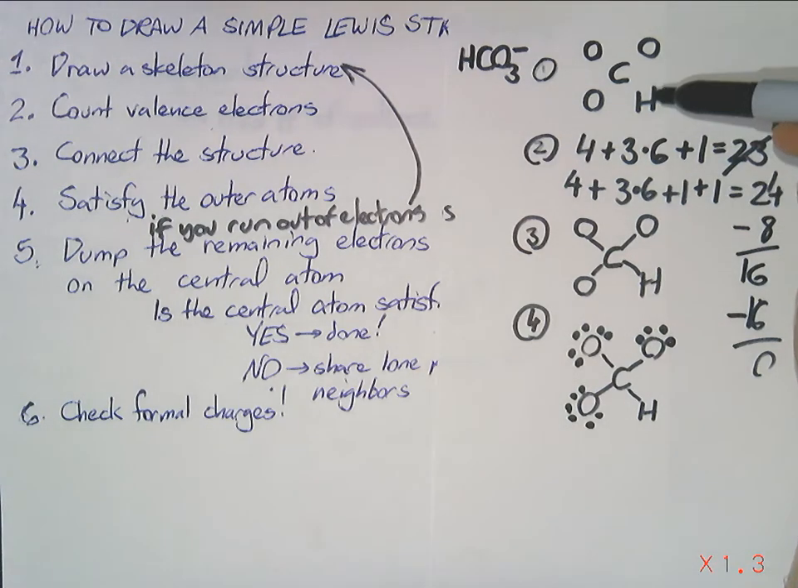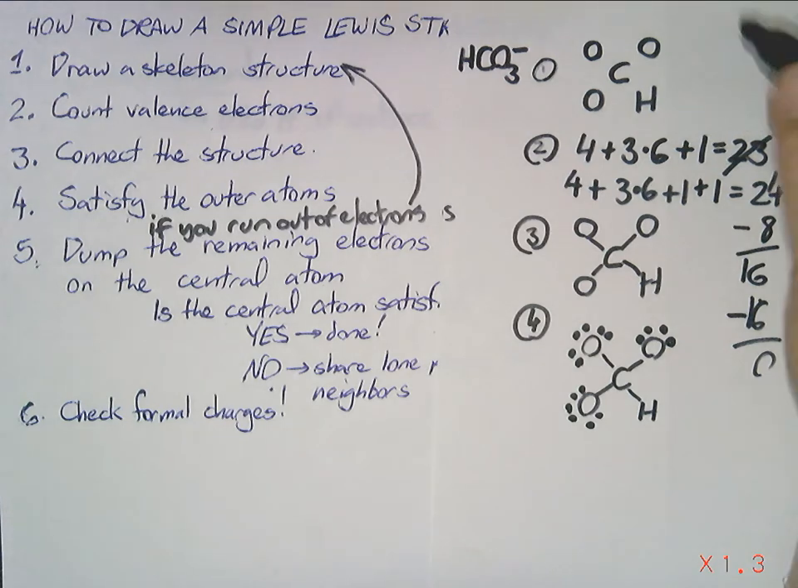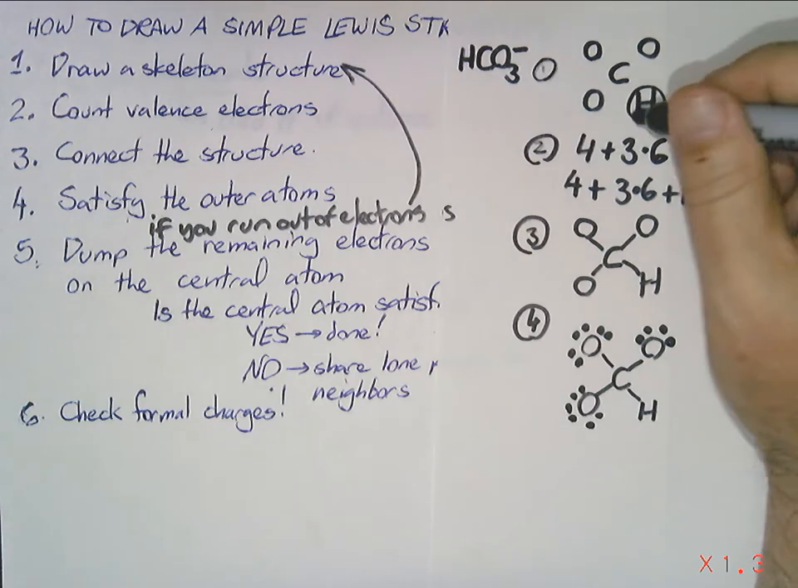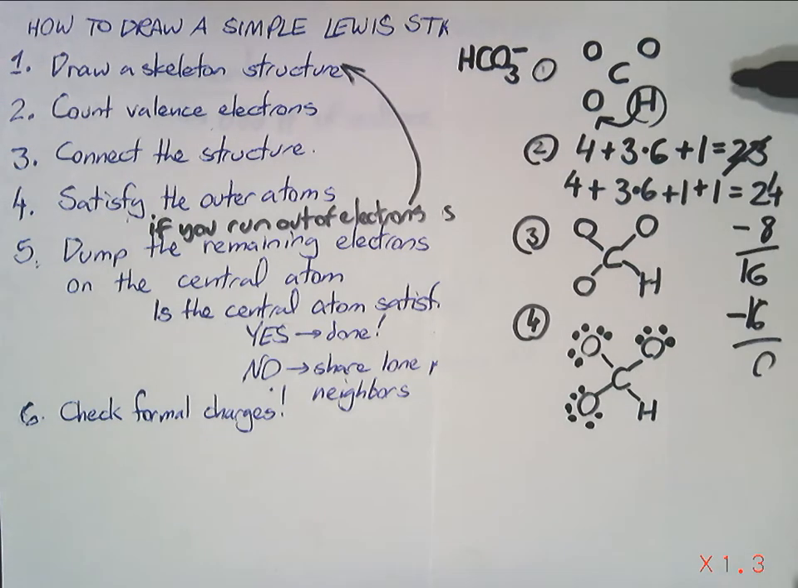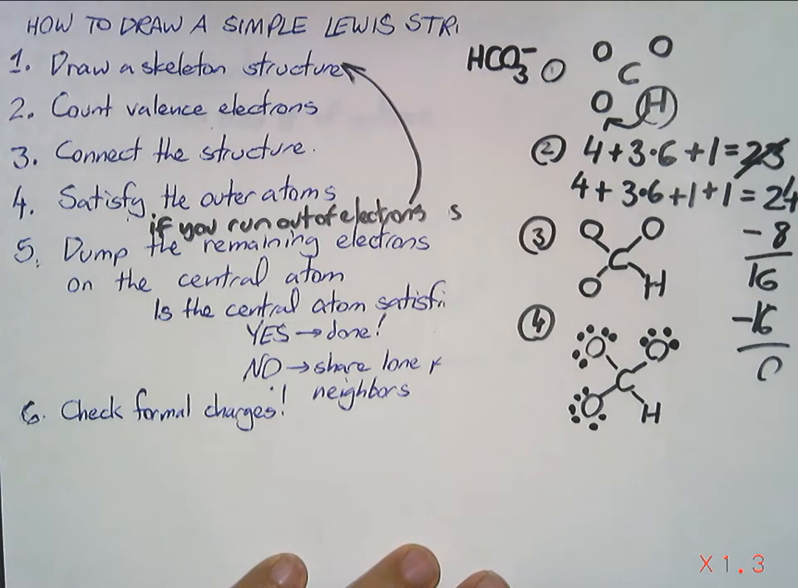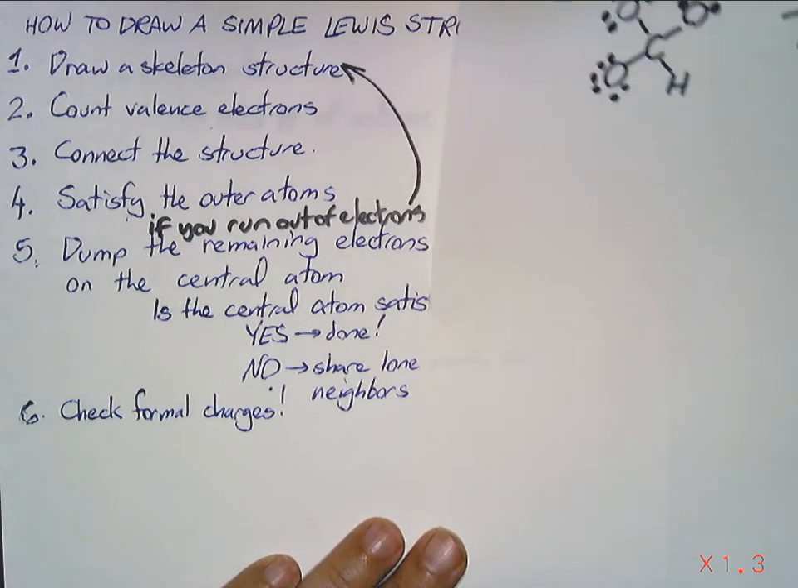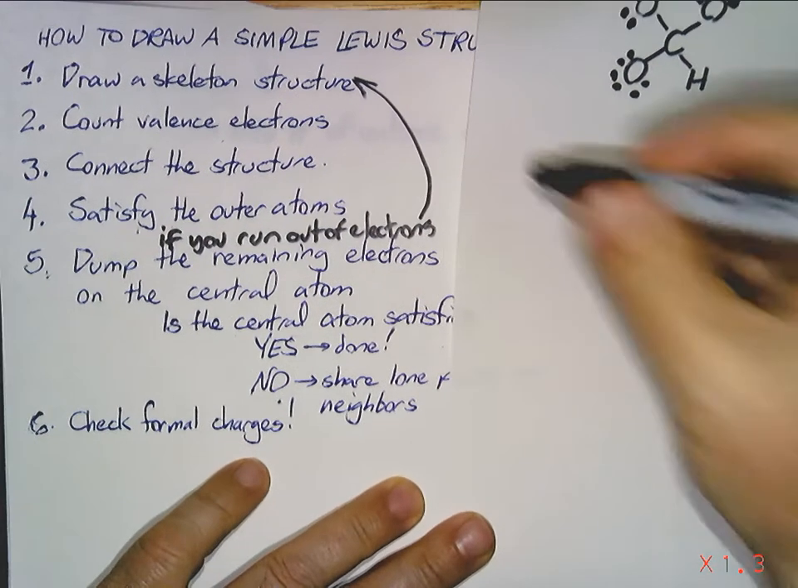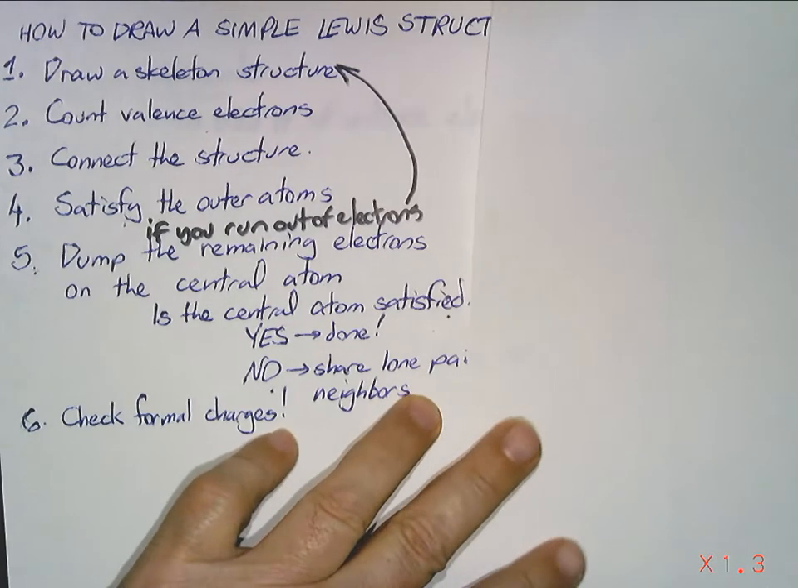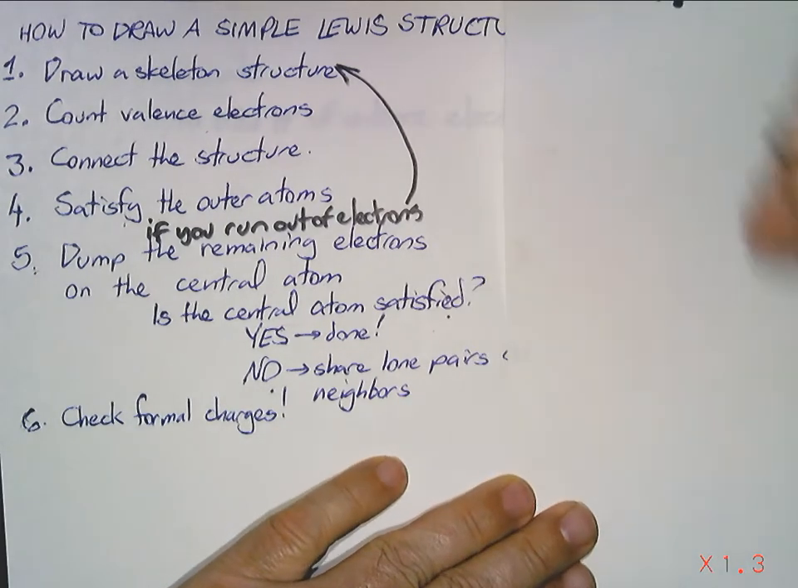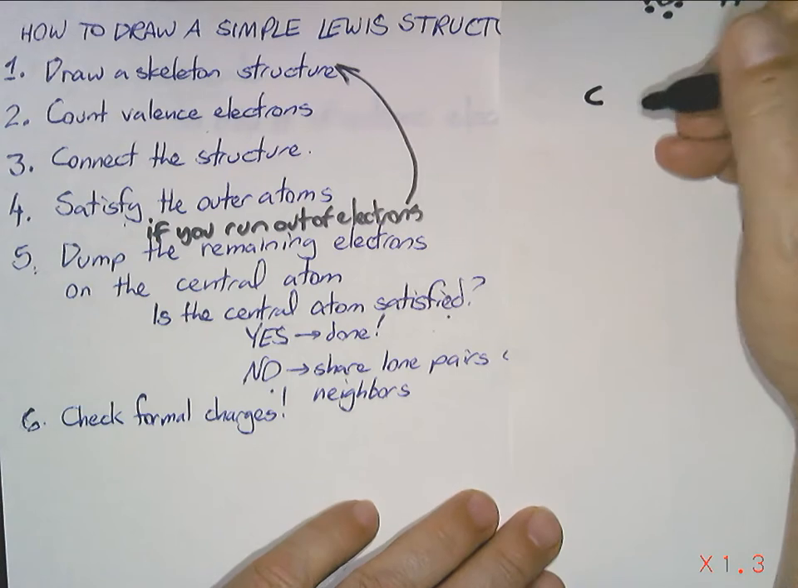Now there is a very easy way for you to fix skeleton structures like this, and that is, if you've got a hydrogen attached to the central atom, and we do, why not take it and attach it to one of the oxygens? You can fix up many of the bad skeleton structures that you'll encounter in Chem 201 with that trick. So let's start again. And this time we're going to use this as a skeleton structure. Carbon in the center.